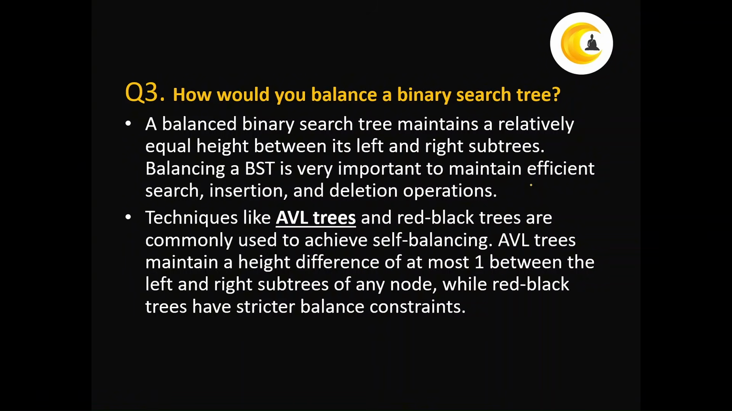Okay. Techniques like AVL trees and red black trees are commonly used to achieve self balancing. AVL trees maintain a height difference of at most 1 between the left and the right subtree of any node, while red black trees have stricter balance constraints. Okay, so you don't have to consider red black tree right now, but you must know what a balanced binary search tree is: whenever a tree maintains a relatively equal height between its left and right subtrees, it is a balanced binary search tree. And why is it important to balance a binary search tree? Because it makes it more efficient in searching, inserting and deleting.